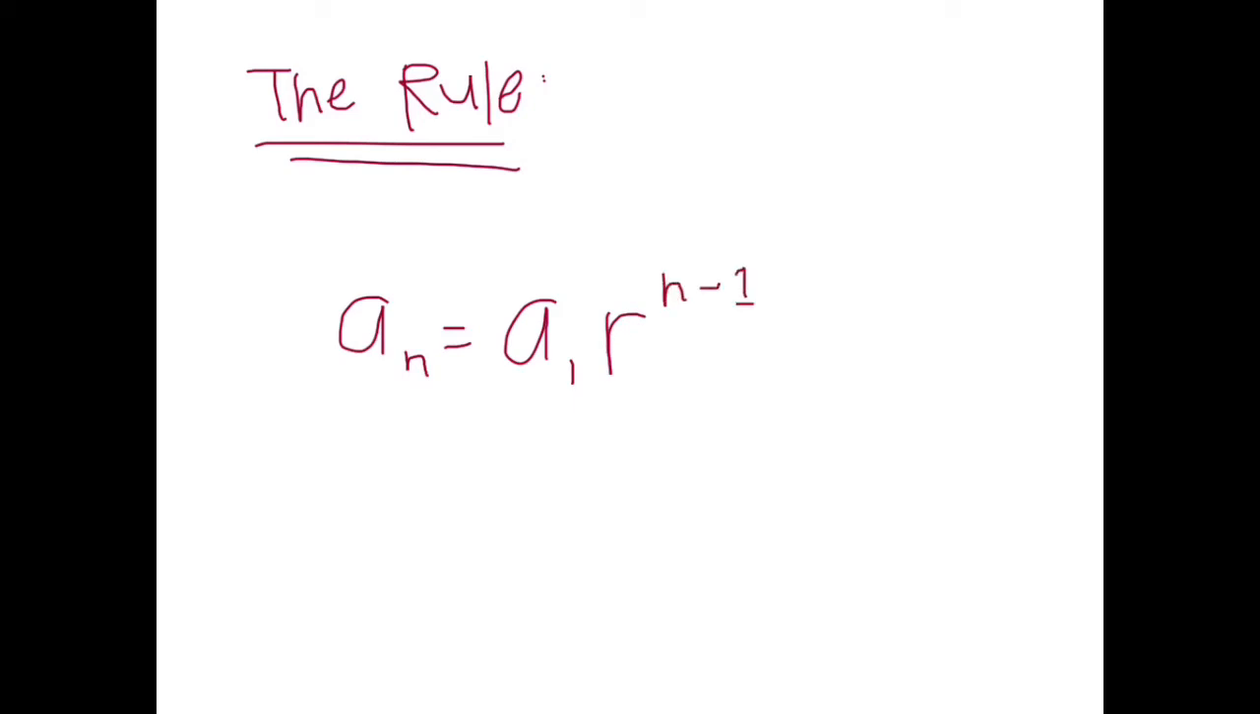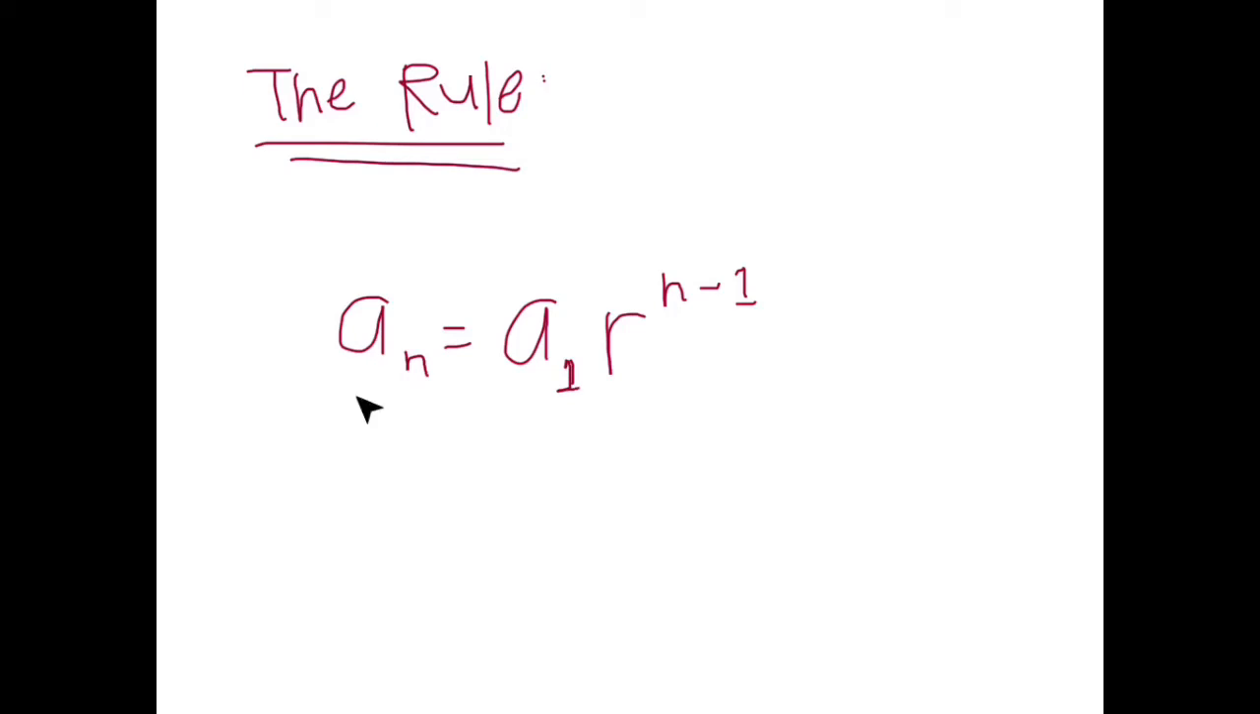Now we're going to move on to the rule. And I'm writing this big because it's very important. So I want you to make sure you write it large in your notebook or circle it, underline it, do something so that you remember this rule is important. The rule for creating a geometric sequence is a sub n, so any term, equals a sub 1 times r to the power of n minus 1. And those are both little ones.